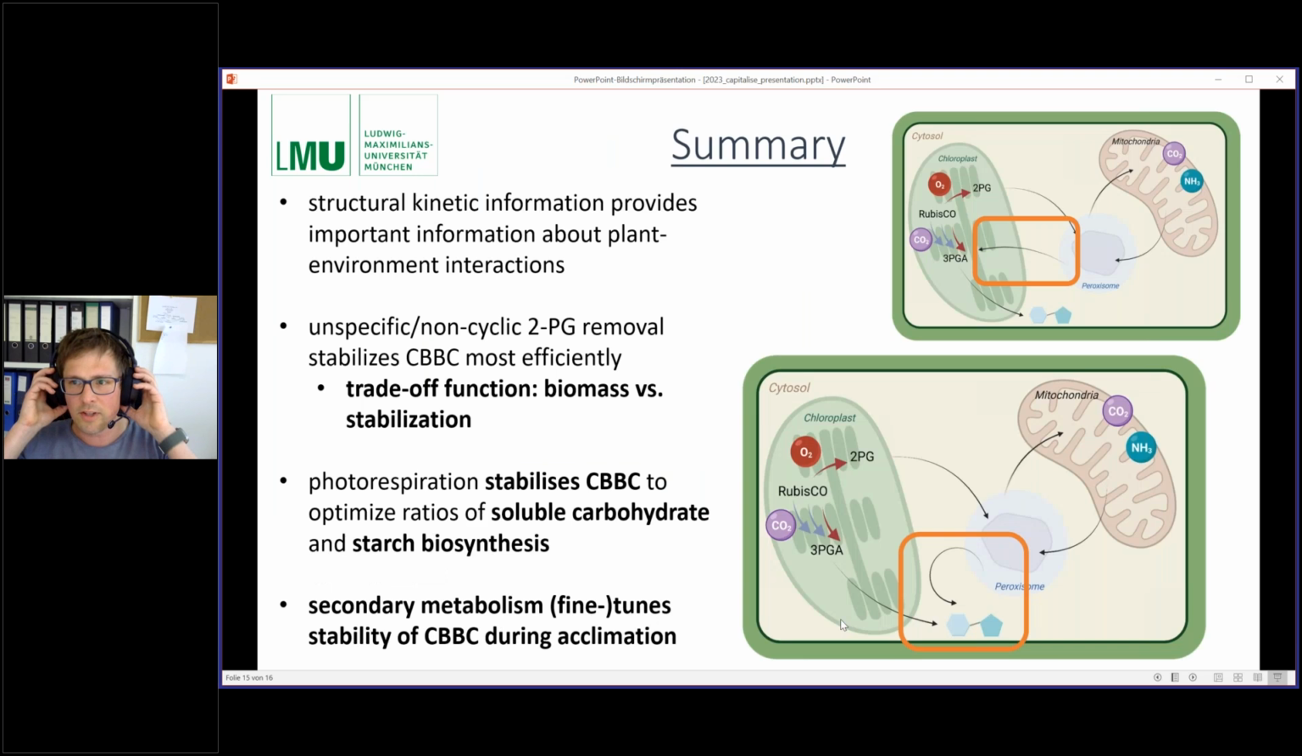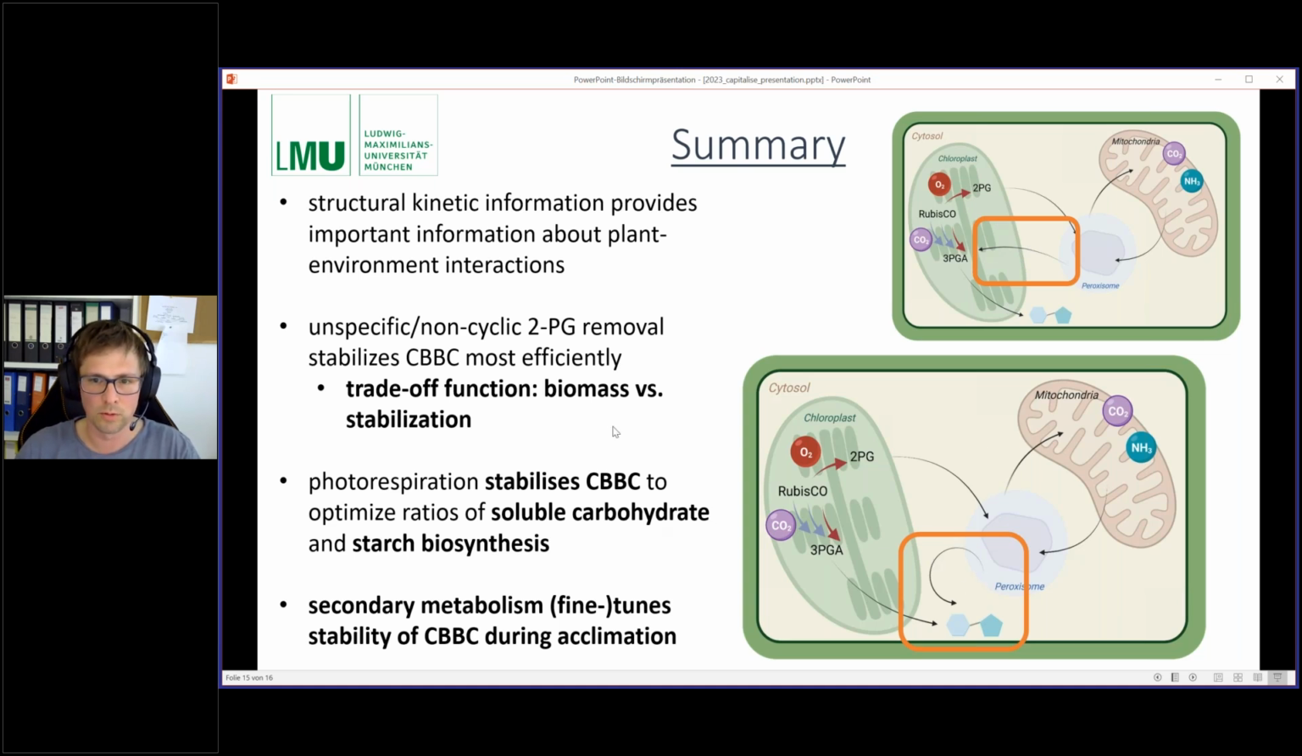So to come to a summary of my talk, I hope that I could convince you that the structural and kinetic information provides some important information about plant-environment interactions. With such a model, we are able to predict regulatory sites and stabilizing sites, which might be also interesting for breeders, right? If you ask, how can I construct or breed a high yield crop, but which is still resistant towards temperature drops and so on, then you should account for such findings maybe, which tell us that the more stable you want to have the system, the less should come back in terms of carbon into the chloroplast.